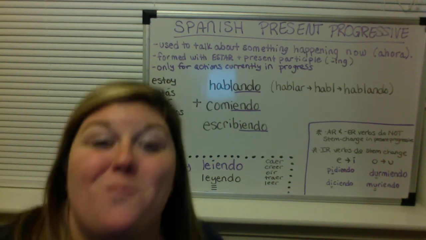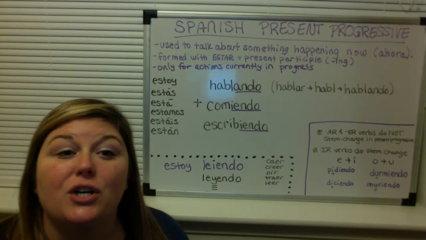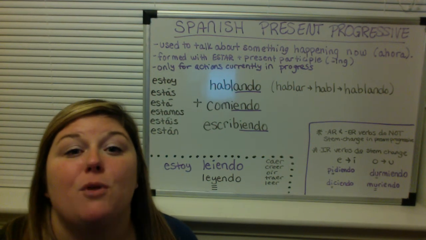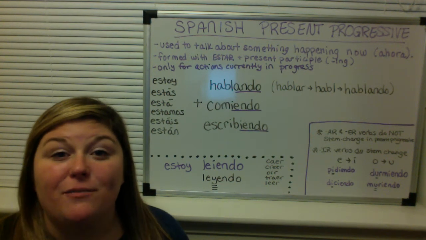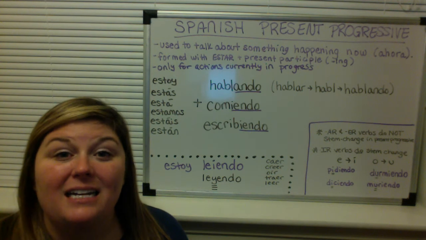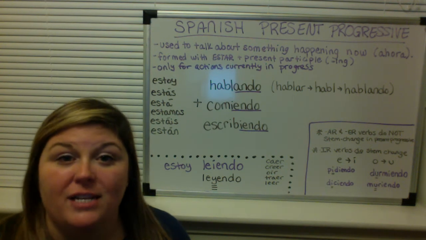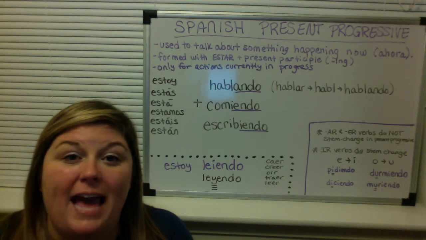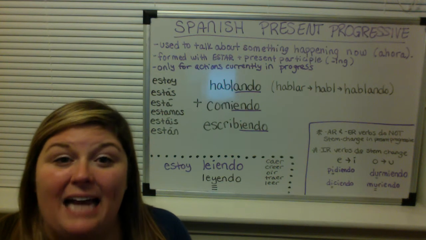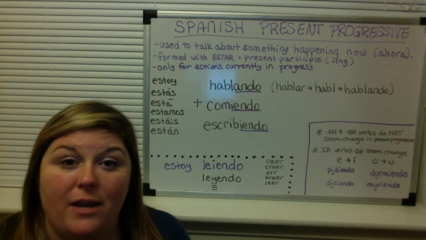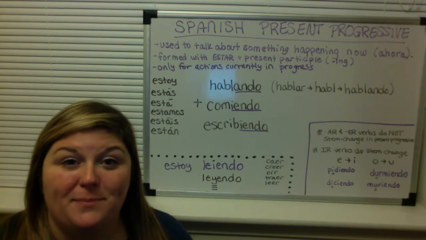Okay, so one more time. The present progressive is used whenever we're talking about an action currently in progress in the present moment, ahora, now. And we're going to form the present progressive by combining the verb estar and conjugating it according to who is doing the action. And then you're going to combine it with the action itself, dropping the AR, ER, or IR, and adding ando to AR verbs and yendo to ER and IR verbs.